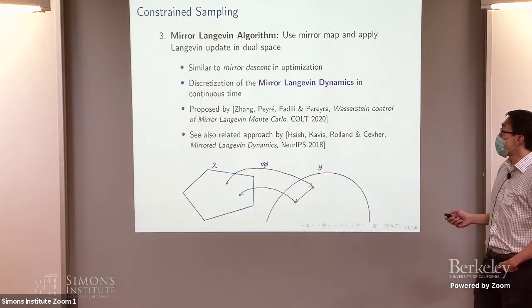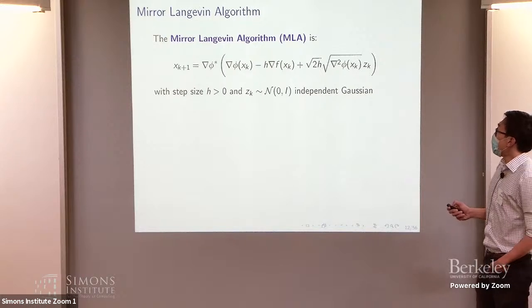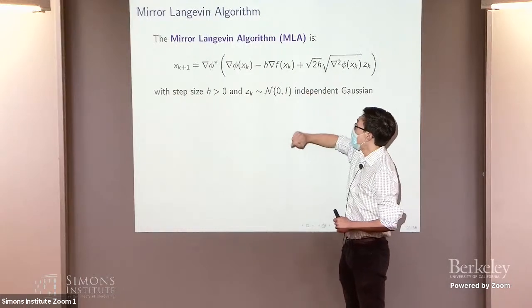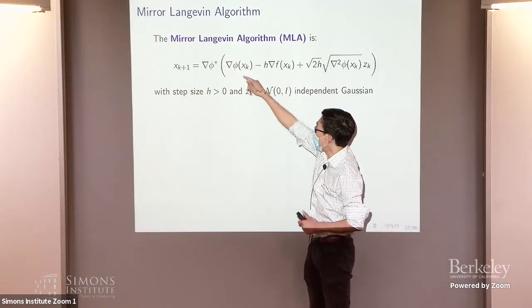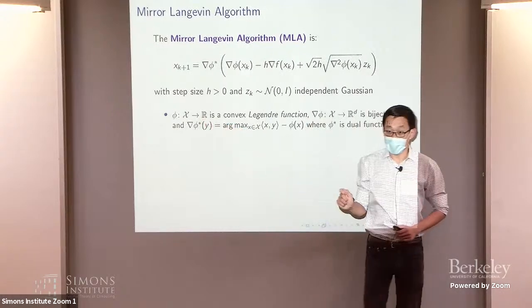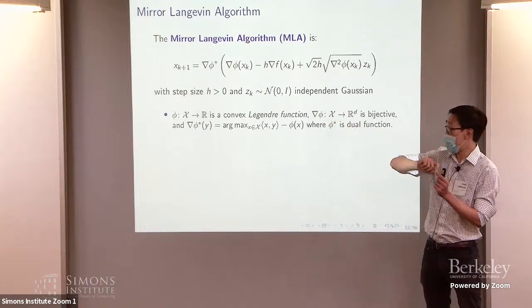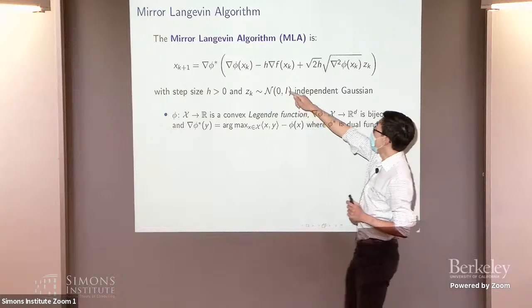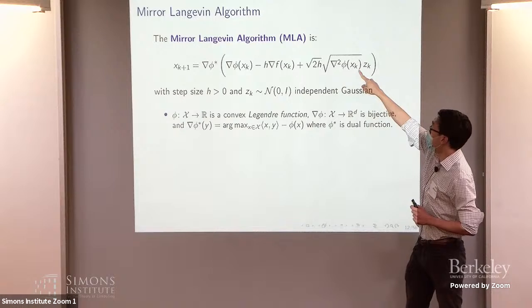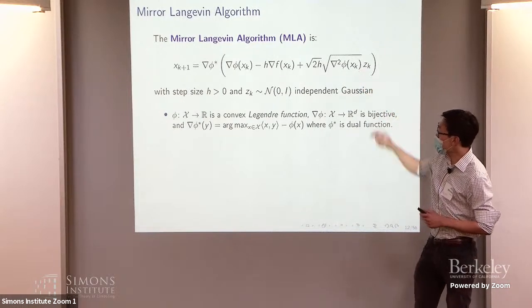Okay, so what is this algorithm? The algorithm looks like the following. So here we want to draw a sample from a distribution of the form e to the minus f, and the update looks like: we choose phi, which is called a Legendre function, and we use its gradient to map the domain X to the dual space, and then we do the Langevin update in the dual space, except that the Hessian of your phi also appears as the covariance in the Gaussian noise, right?